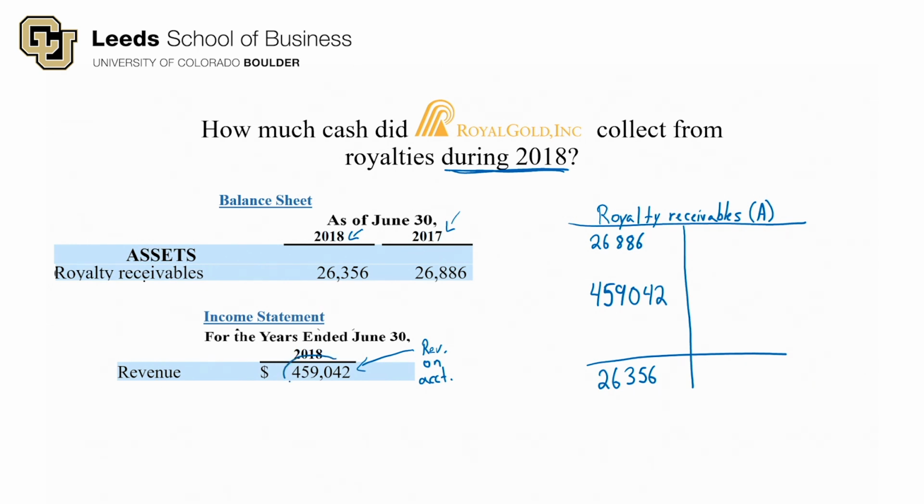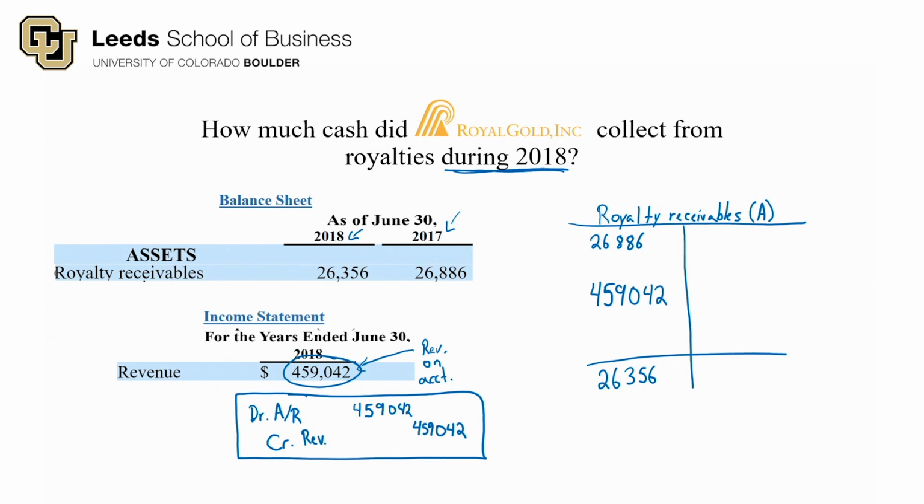And I'll circle the revenue numbers. So that journal entry, when Royal Gold recorded that revenue, the journal entry was a debit. I'll write DR for debit, debit to accounts receivable, and I'll abbreviate AR for accounts receivable, and a credit to revenue. And I'll abbreviate revenue as well. Okay, so that's what the journal entry was. And the amount of the journal entry was 459,042. I'll put a square around it. That was the journal entry.